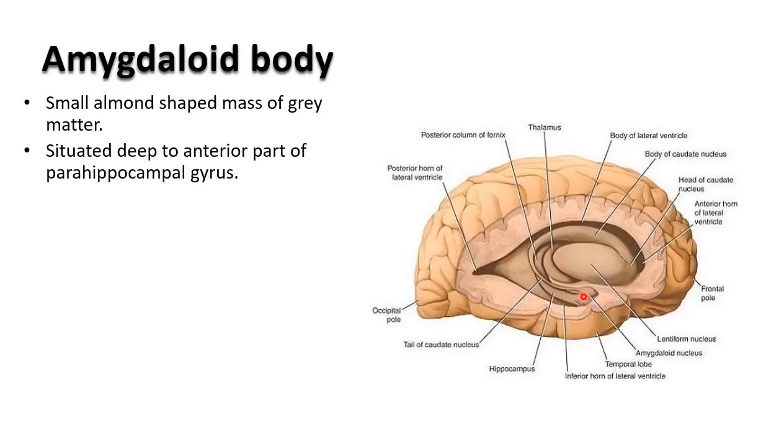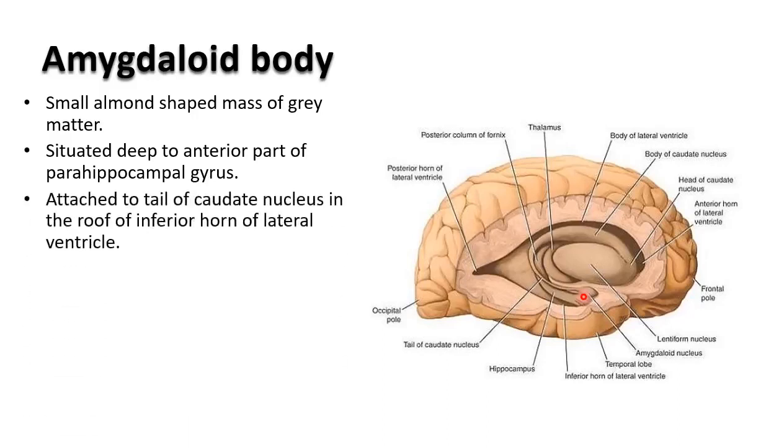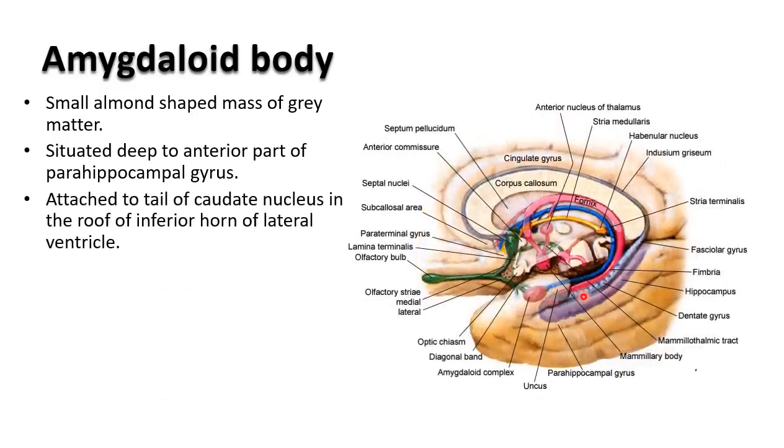This amygdaloid body or amygdaloid nucleus is a nuclear complex. Okay, so it has many subdivisions like lateral, medial, basal, central, and perilamina. I am not going into those subdivisions. Mainly it is attached to the tail of the caudate nucleus in the inferior horn. All this we have seen before itself.